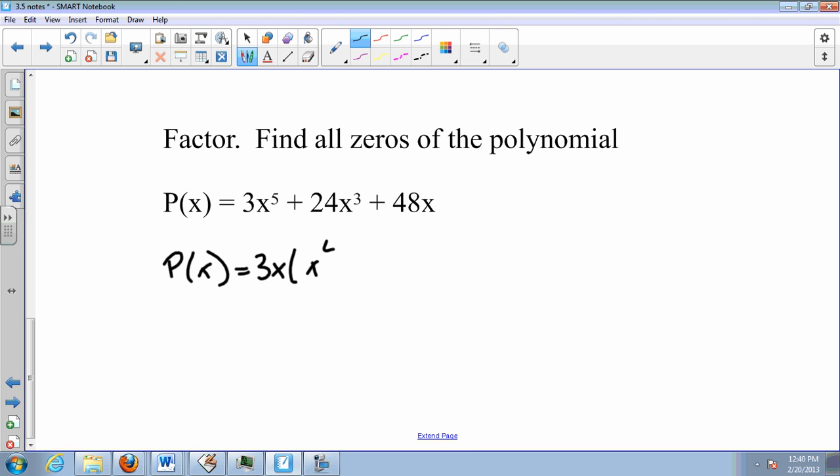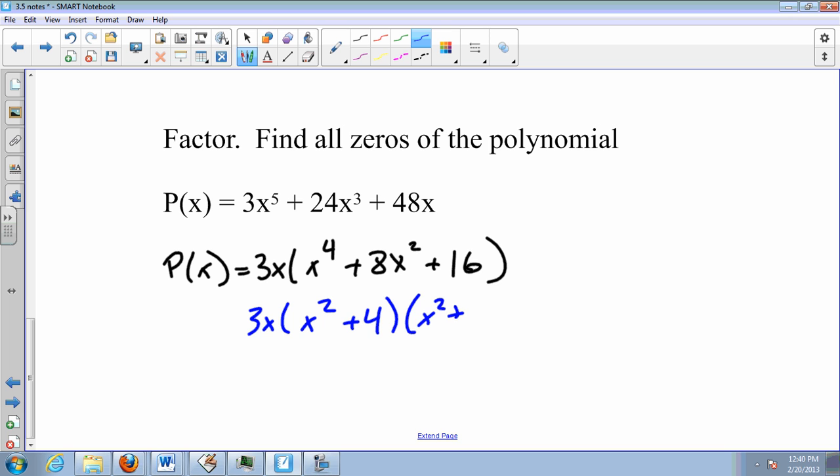And we get x to the 4th plus 8x squared plus 16. Even though it's a higher power, it goes from 4 to 2, so we can factor this. What multiplies to 16 and adds to 8? That's 4 and 4. x squared plus 4 times x squared plus 4. Well, we see the same thing repeating twice. So we write it as 3x times (x squared plus 4) squared.